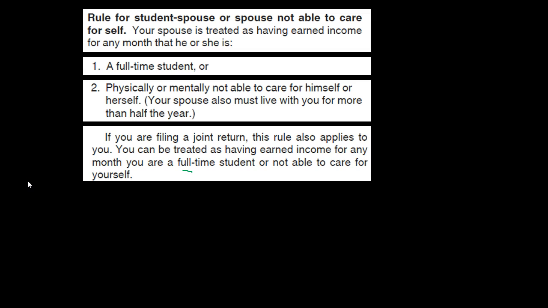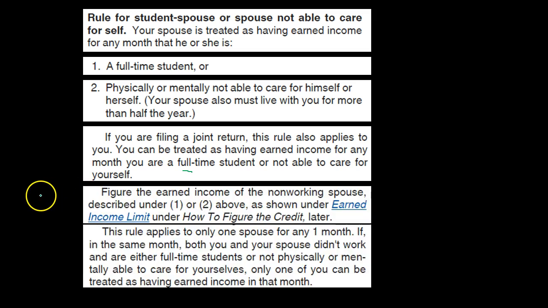You can be treated as having earned income for any month you are a full-time student or not able to care for yourself. Figure the earned income of the non-working spouse described in 1 and 2 above as shown under income limitation under how to figure the credit later. So we'll talk about calculating the credit later. This rule applies to only one spouse for any 1 month. If in the same month both you and your spouse don't work and are either full-time students or not physically or mentally able to care for yourselves, only one of you can be treated as having earned income that month.